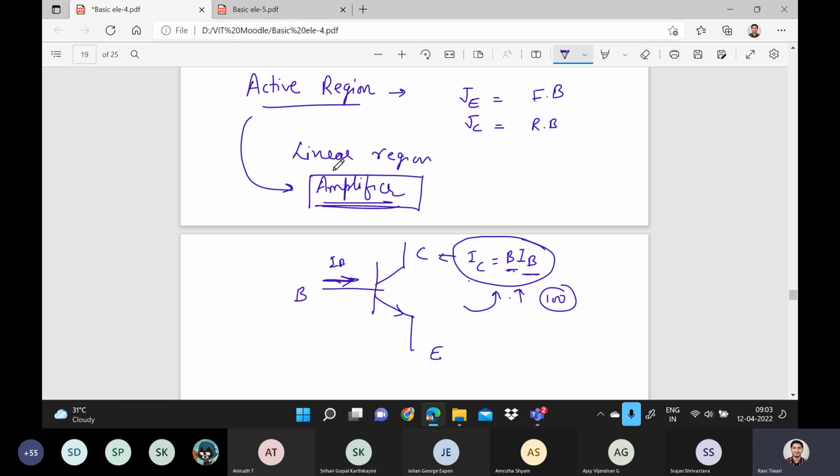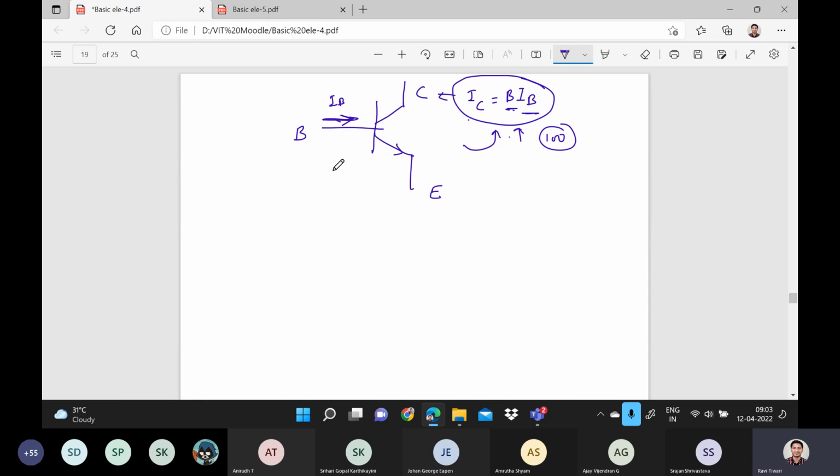So this region lies between the saturation and cutoff regions, and the transistor operates in the active region when the emitter junction is forward biased and the collector junction is reverse biased. And in the active state, the collector current is beta times the base current, or the input current. The second region is the saturation region.